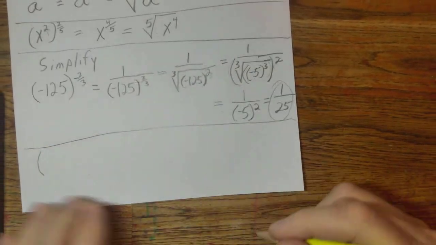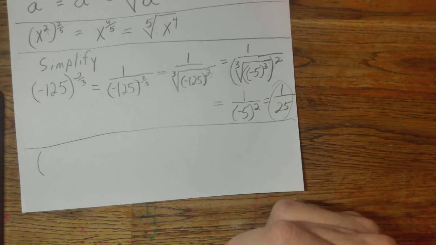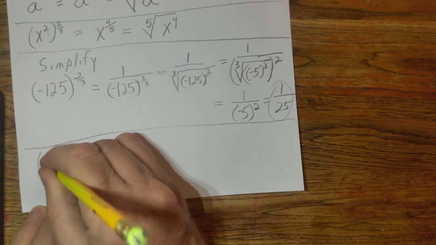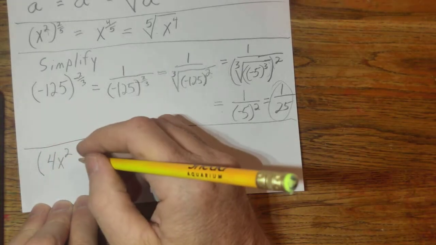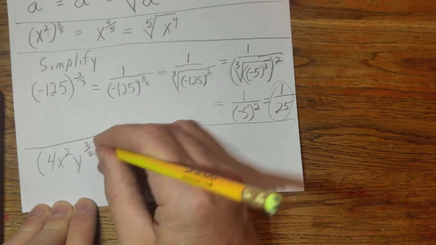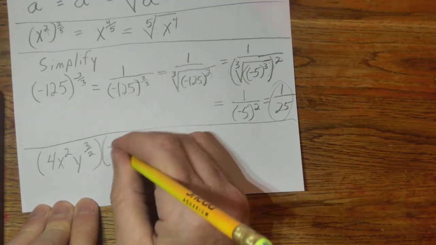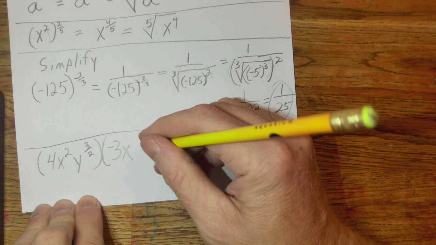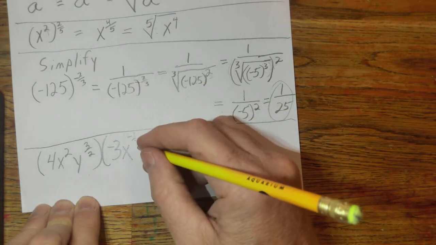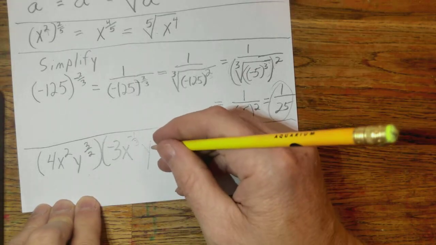Let's do another one here. I'm getting a little long with this video, but we'll just keep powering through. 4x squared y to the 3/2 times negative 3x to the negative 1/3 y to the negative 3/5.